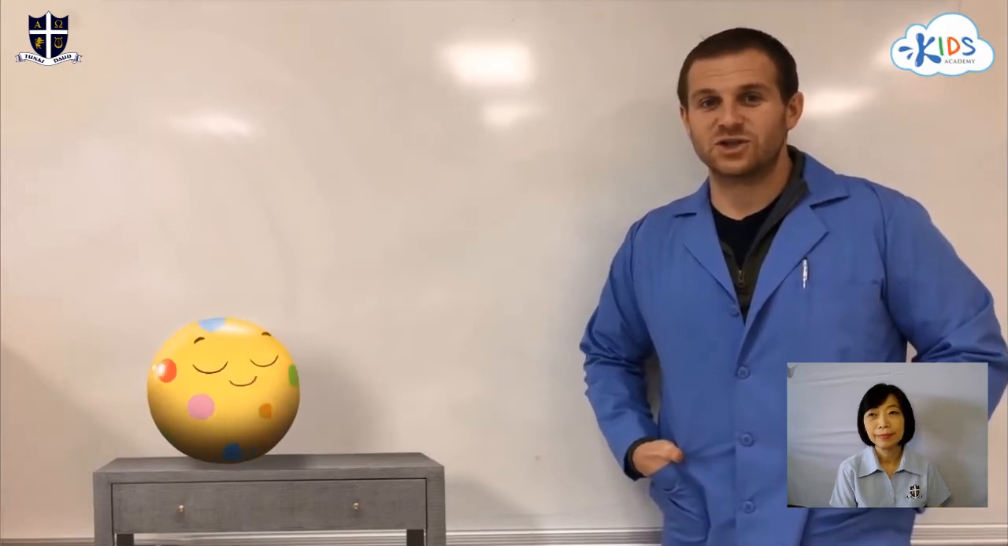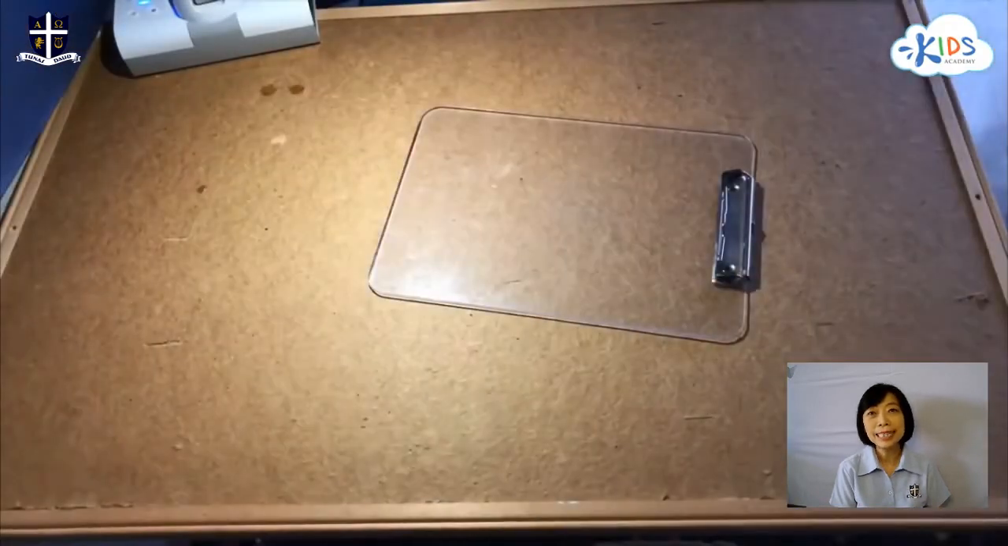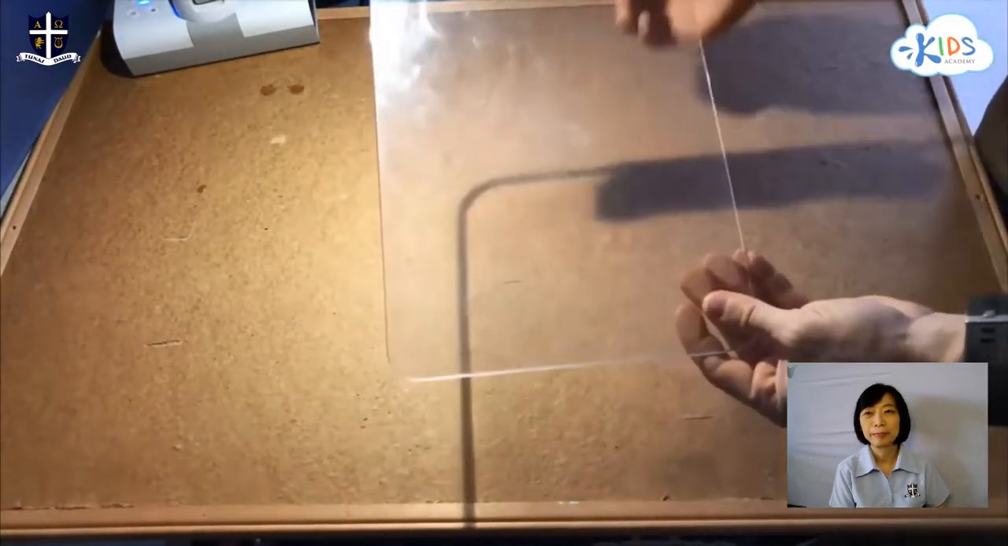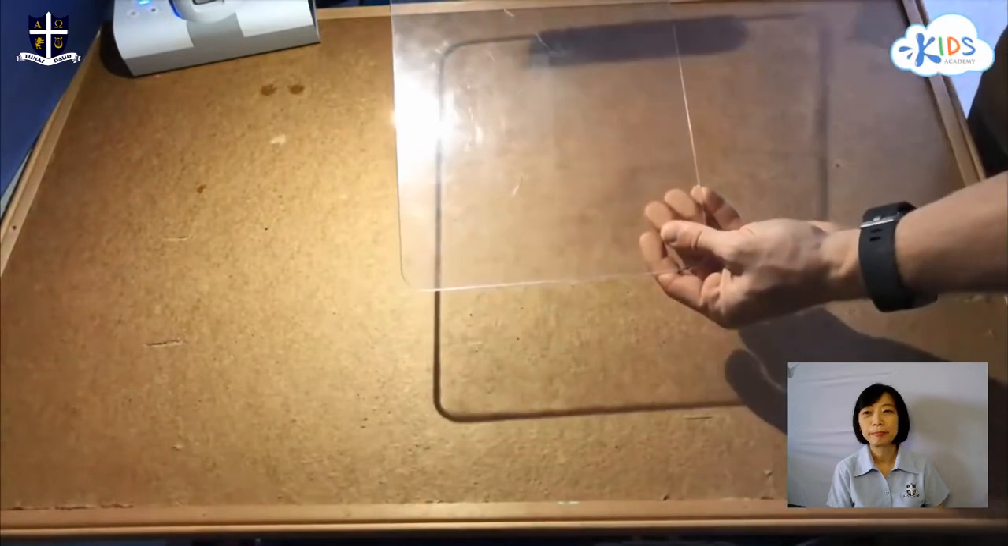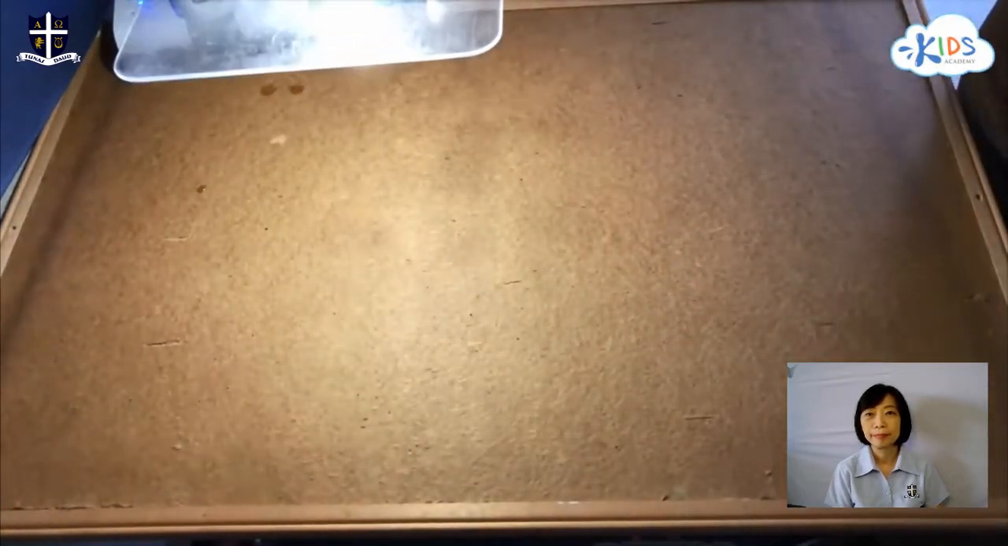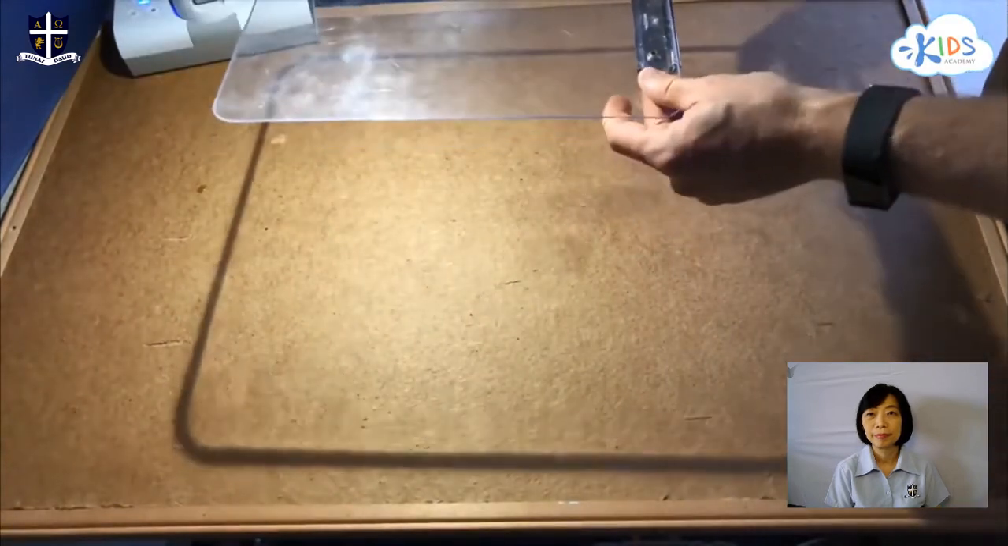The first object we're going to use is a plastic clipboard. You can see, I can see my hand right through the clipboard. Most light is passing through. If I hold it in front of my light source like this, it doesn't make much of a shadow. Objects like this that let almost all light through are called transparent.